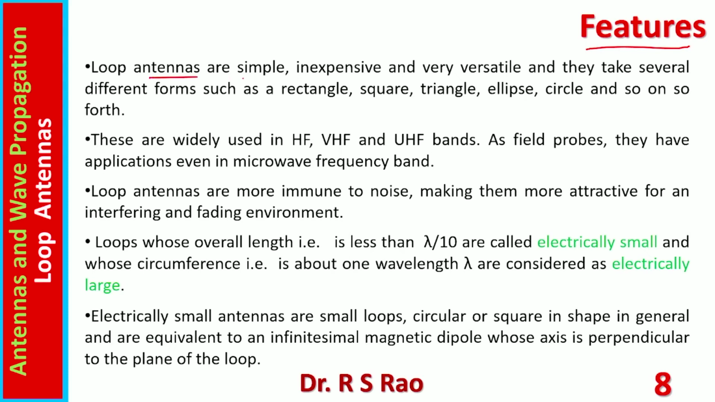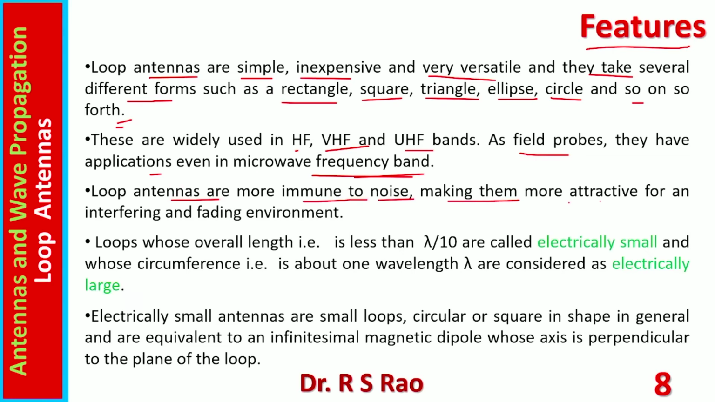Loop antennas are simple, inexpensive, very versatile, and they take several different forms such as rectangle, square, triangle, ellipse, circle, and so on and so forth. These are widely used in HF, VHF, UHF bands. As field probes, they have applications even in the microwave frequency band. So HF and above is their frequency band of operation. Loop antennas are more immune to noise, making them more attractive for an interfering and fading environment.